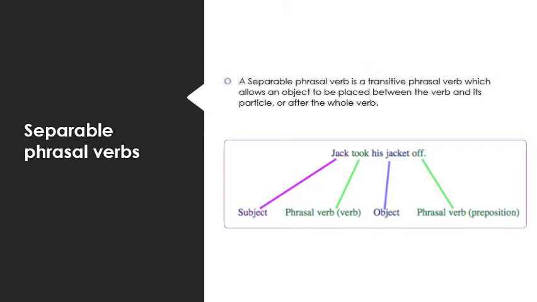The separable phrasal verbs. The separable phrasal verbs are the transitive phrasal verbs which allow an object to be placed between the verb and its particle or after the whole verb. For example, in the image, we can see Jack took his jacket off. But it could be Jack took off his jacket. But how is a separable phrasal verb? We can put the object between the verb and the particle.